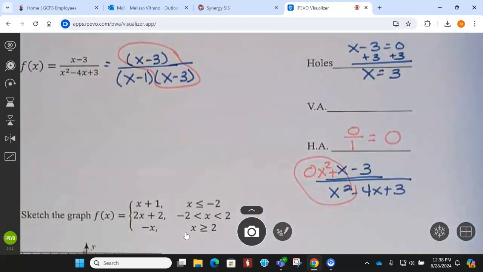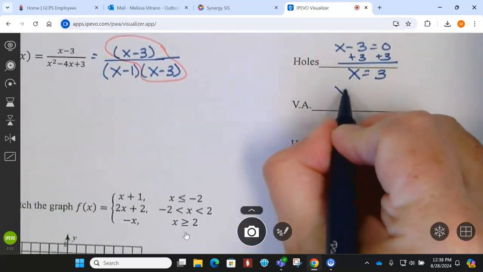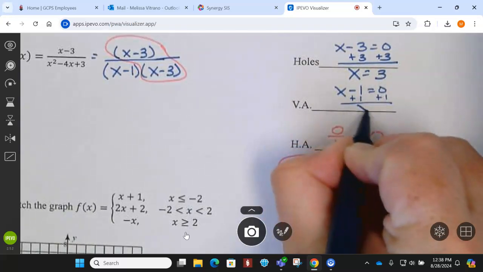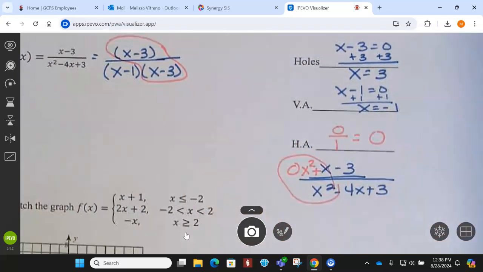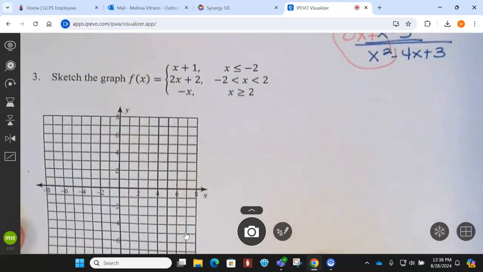Now, we're going to take the leftover factor at the bottom and set that equal to 0 and solve. So add 1, and we get x equals -1. Okay? And the last thing on this page is our piecewise graph.